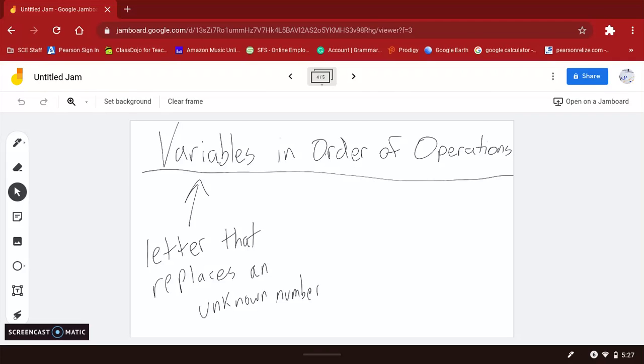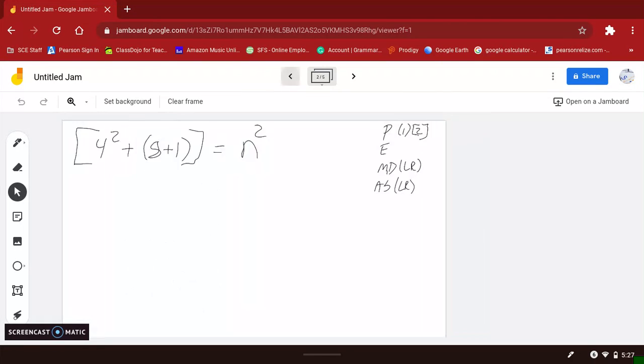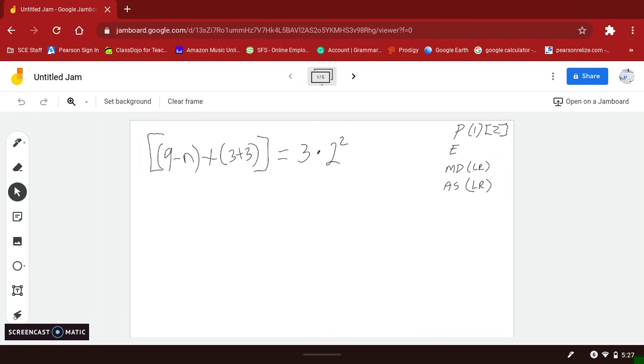All right, so today is day 2 of variables and order of operations. Again, a variable is just a letter that replaces an unknown number. And so we're going to find these unknown numbers today. One thing that's different, yesterday I gave you the answer on one of the sides. Today there's equations on both sides, so we have to solve that. So I always start with the side without the variable.